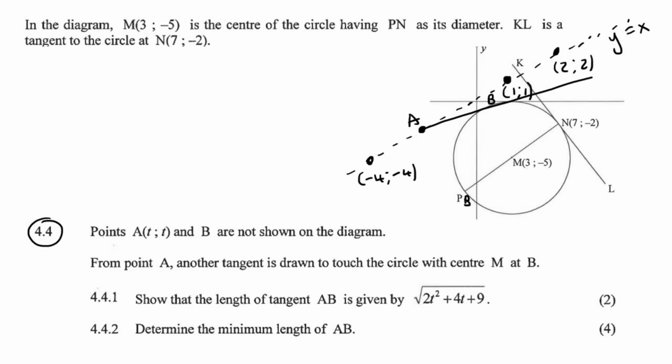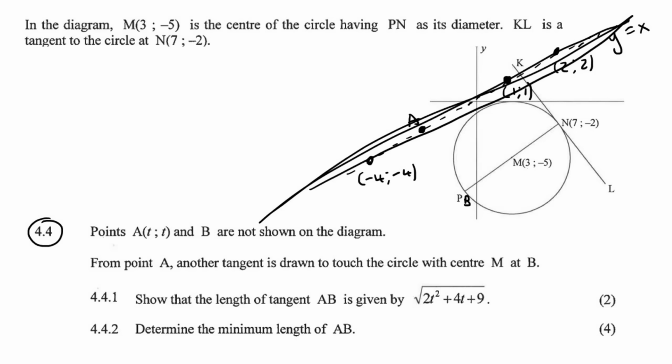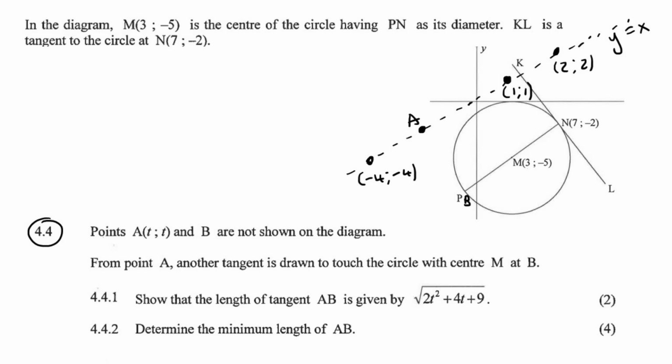As long as A is going to be somewhere on this line that I've showed you, and B will be the place where it touches the circle, and it must be a tangent. So it can't do this. That's not a tangent. A tangent has to just touch at one place. So, for example, like that, or like that. So we don't yet know where A and B are. We have no idea where A and B are, but I'm just showing you possibilities. From point A, a tangent is drawn to touch the circle at B. Show that the length of the tangent is given by that.